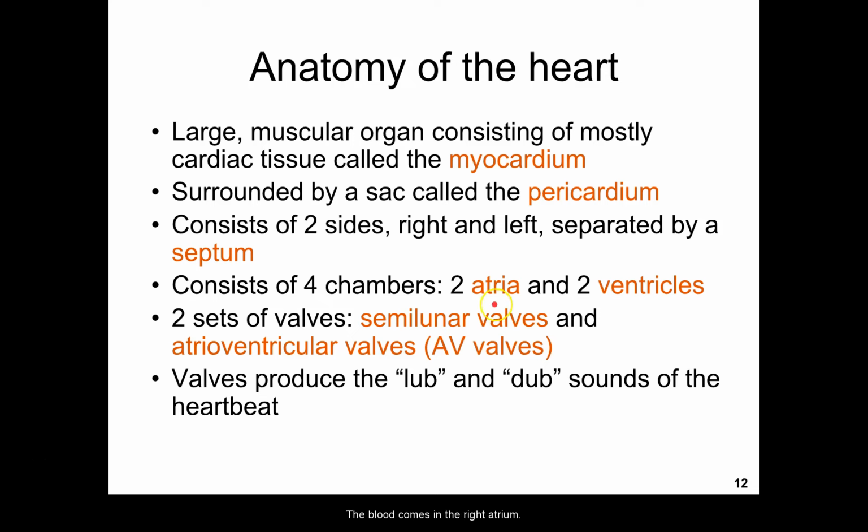So blood comes in the right atria, then to the right ventricle, then through the pulmonary artery to the lungs, back to the left atrium, then to the left ventricle, and then it's pumped out the aorta.